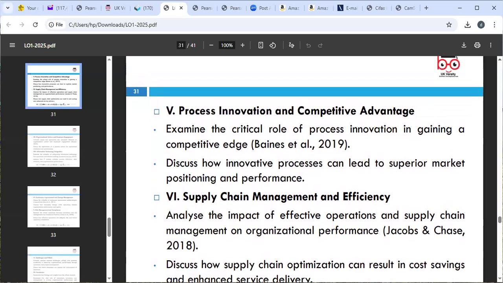Process innovation and competitive advantage. You have to examine the critical role of process innovation in gaining a competitive advantage, which I explained to you, okay? Whether you want to reduce your costs, your price, or the quality wise, okay? And if somebody delivers something in 1 week time, maybe you want to reduce yours and deliver in 5 days time or in 4 days time, so to have a competitive advantage. We have to discuss how innovation processes can lead to superior market positioning and performance. Okay, so these are all things that we need to look into.